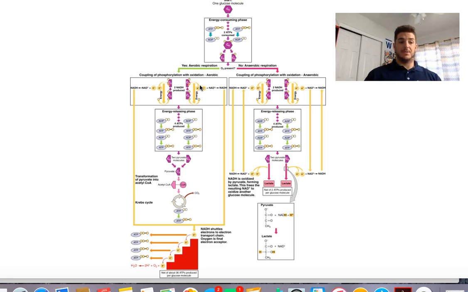So, in eukaryotic organisms, oxidative phosphorylation takes place in the mitochondria. It oxidizes the NADH, which is produced from the Krebs cycle. ATP is then synthesized by an enzyme called ATP synthase, which is then used to drive the phosphorylation of ADP. The electrons are then transferred to oxygen. With the addition of two protons, water is formed.